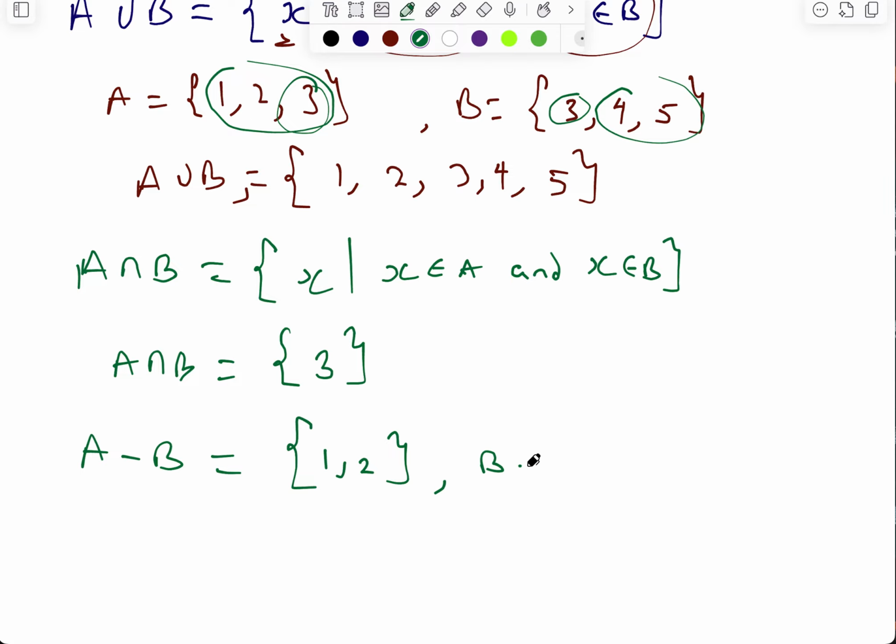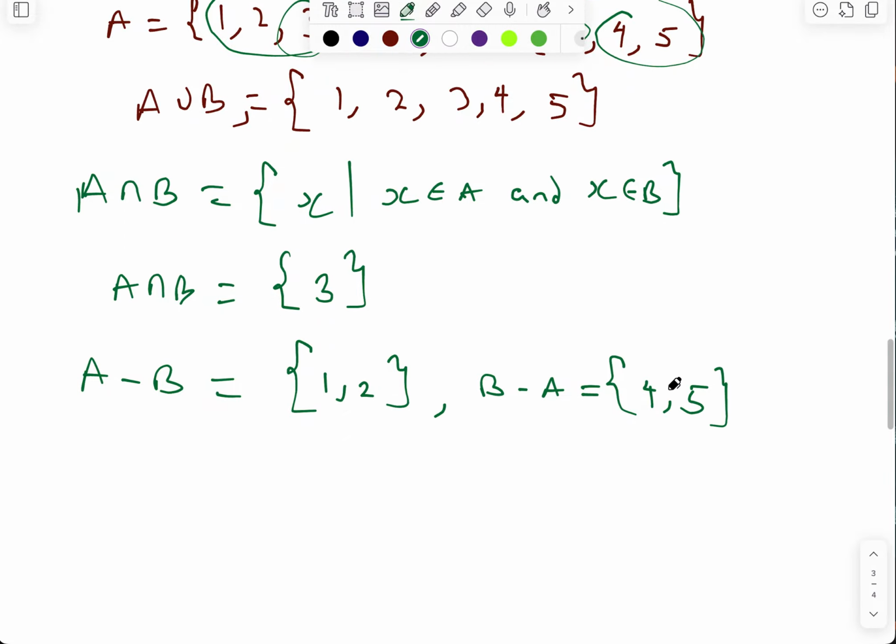So we can do B minus A now. B minus A: B is 3, 4, 5, and what A has in common with B is 3. So remove it and write what is left. That's 4, 5. So this is what we call the difference of sets.